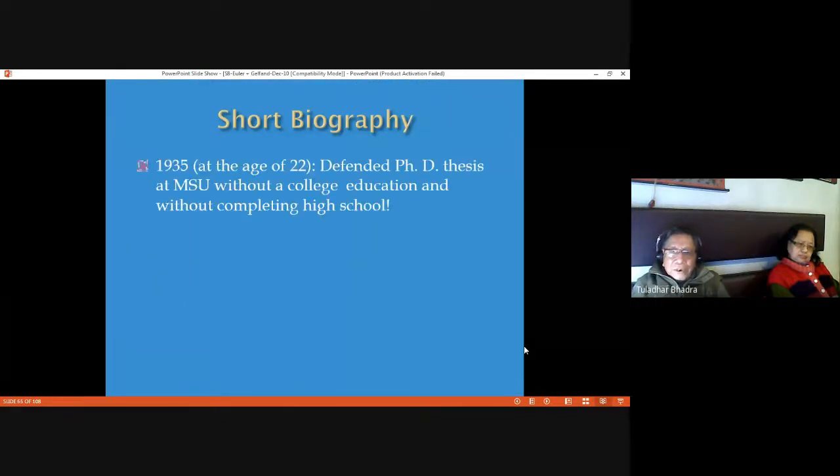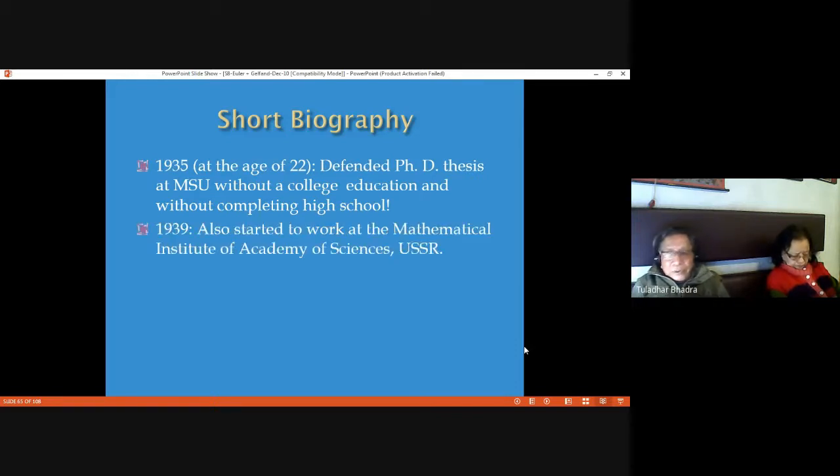In 1935, at the age of 22, he defended his PhD thesis at Moscow State University without a college education and without completing high school. Now, this is why I call him an extraordinary mathematician. So he didn't complete any high school, he didn't attend any college education, but he defended his PhD thesis at Moscow State University, the topmost university of Russia, at the age of 22. In 1935, he also started working at the Mathematical Institute of Academy of Sciences.